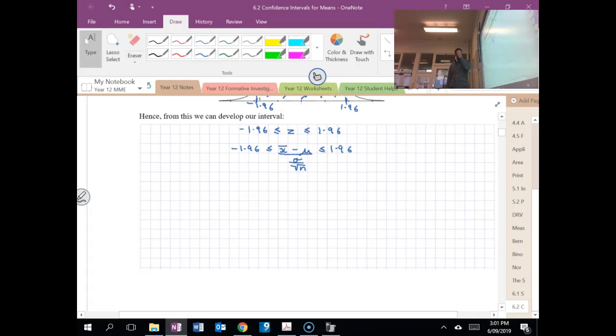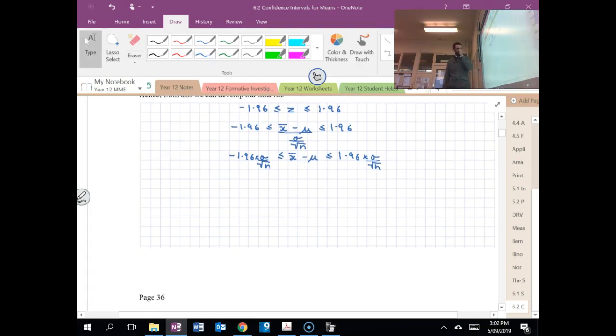Now, as I can do with an equation, so I can do with an inequality. I can multiply everything by sigma on root n. So I get negative 1.96 times sigma on root n is less than or equal to x bar take mu, which is less than or equal to 1.96 times sigma on root n. When I multiply this middle term by sigma on root n, it cancels. So it's not there anymore.